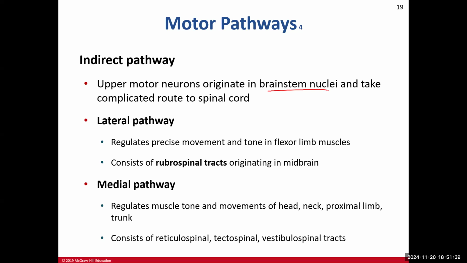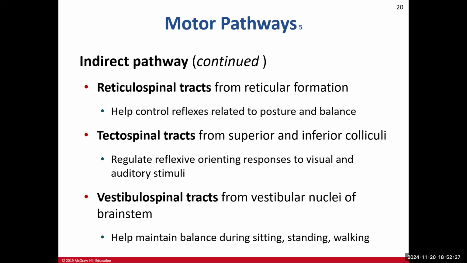All right. So the lateral pathway, I just want you to know what it's responsible for. Precision movements and tone in the flexor limbs especially, and that's going to be helpful when we have certain reflexes there. The medial pathway also is going to be responsible for muscle tone and movements in the head, neck, and in the proximal limbs. And it's these three pathways that are going to be involved: the reticulospinal, tectospinal, and the vestibulospinal. And this is what those are responsible for.